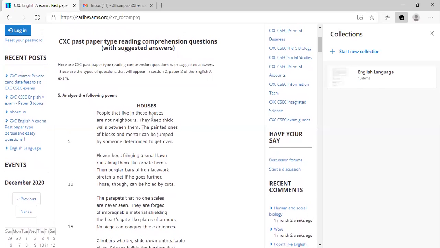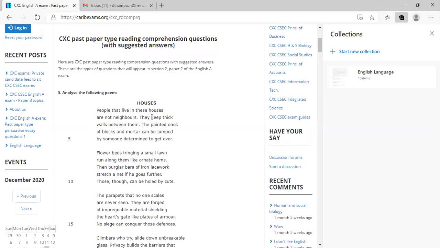Houses. People that live in these houses are not neighbors. They keep thick walls between them. The painted ones of block and mortar can be jumped by someone determined to get over. Flower beds, fringing a small lawn, run along them like ornament. Then burglar bars of iron lacework stretch on it if he goes further. Those, though, can be pulled by cuts. The parapets that no one scales are never seen. They are forged of impregnable material shielding the heart's gate.